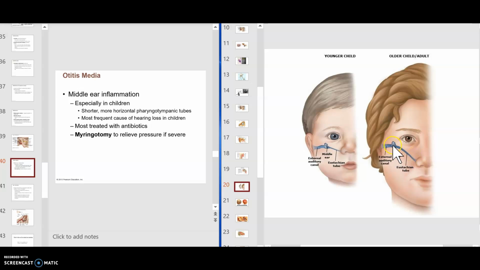But you can see it's harder for this area to clear in the kid because it's not a good drop down, and the tube is narrower there. Shorter, more horizontal, as you can see. Most frequent hearing loss in kids. Antibiotics, or sometimes you have to put a tube in.